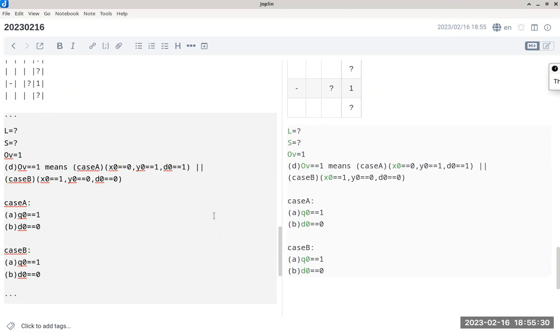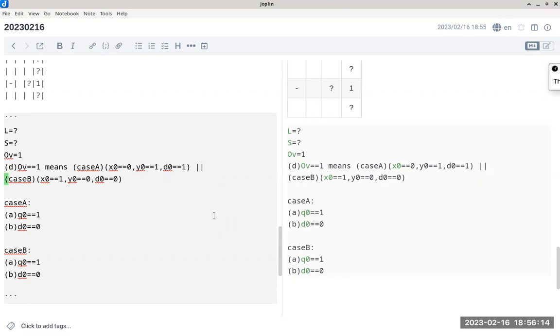Just double checking, are case A and case B the same? No, because case A means x0 is a 0, y0 is a 1, d0 is a 1. Case B is x0 being 1, y0 being a 0, d0 being a 0. Those are the only ways to make overflow a 1. The only thing that we are given is overflow is a 1 and t0. But one of them has a contradiction, because in case A, this is what I'm assuming, but because of the way we compute d0, it ends up to be a 0. So that cannot be the case.